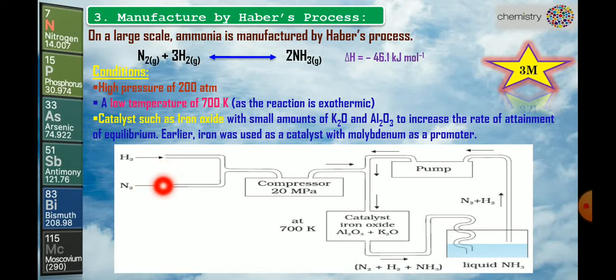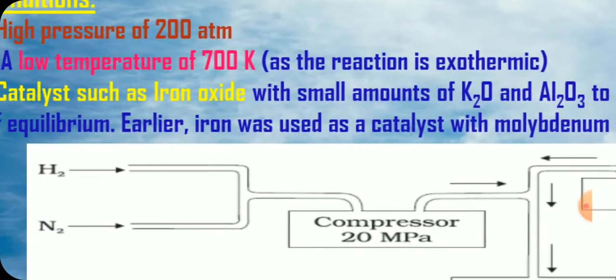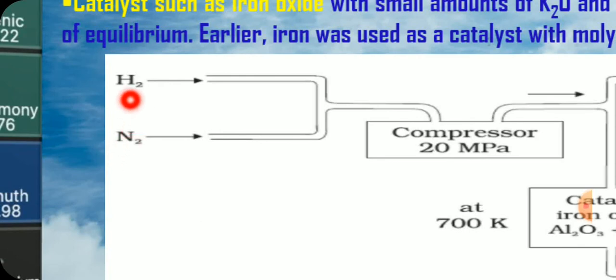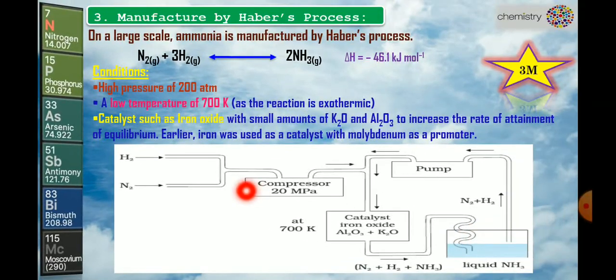There are 2 inlets. From one inlet, pure dinitrogen gas is passed, and from another inlet, pure and dry dihydrogen gas is passed. Both the gases will come to this compressor chamber, wherein higher pressure is maintained around 200 atmosphere. So here it's mentioned 20 megapascal, which is almost equal to 200 atmospheric pressure. Okay, the dinitrogen and dihydrogen in the ratio 1:3 are passed to the compressor. The gases get compressed to a very high temperature.